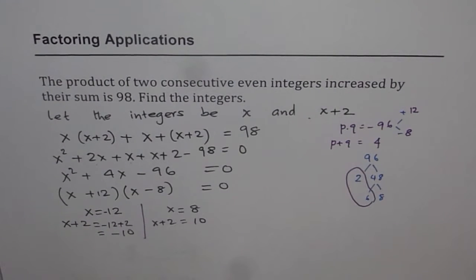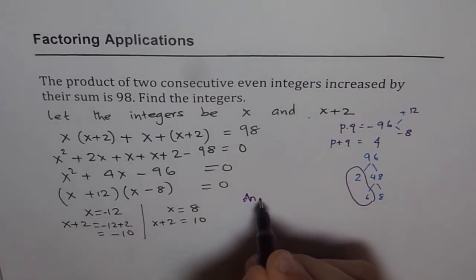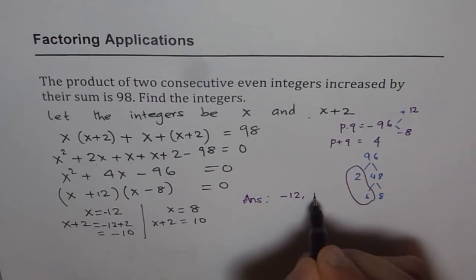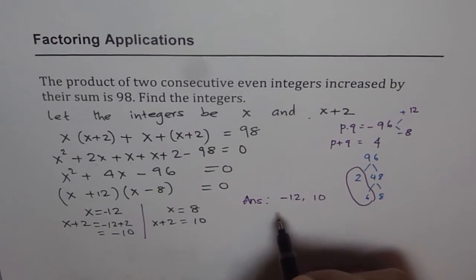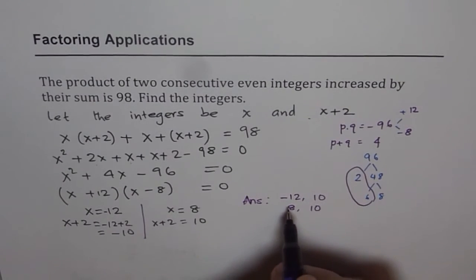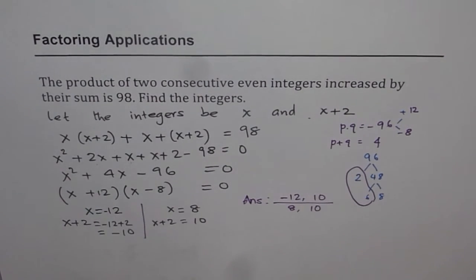So we can now write down our answer, which is the set of integers is minus 12 and minus 10, or it could be 8 and 10. So these are the two sets of answers for us, correct? Both answers should be given clearly.